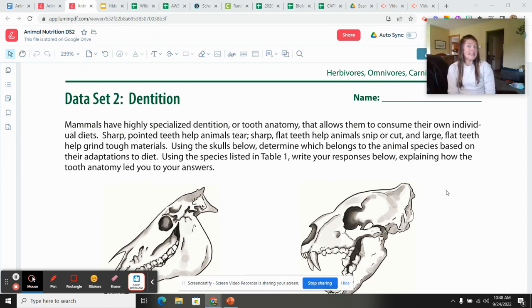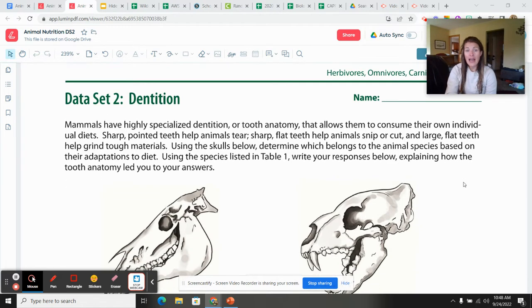So we figured out in data set one that we can look at the digestive system of animals to figure out what they would have eaten. However, this is not always going to be helpful for scientists because if we find a fossil of an animal, their digestive system does not get fossilized. So how do we figure out what they ate? That's with dentition. So dentition, that's your teeth.